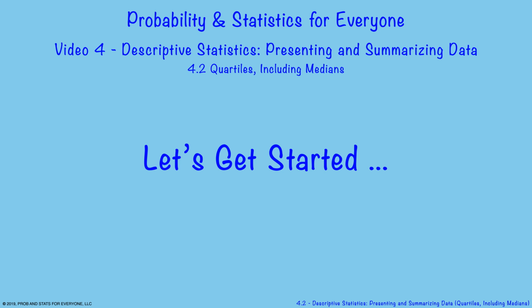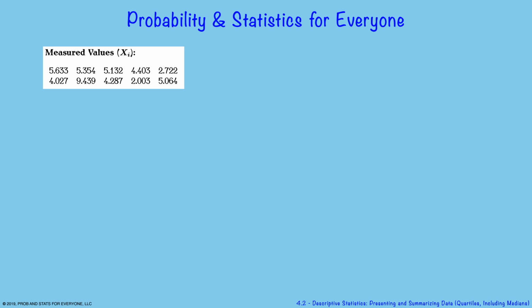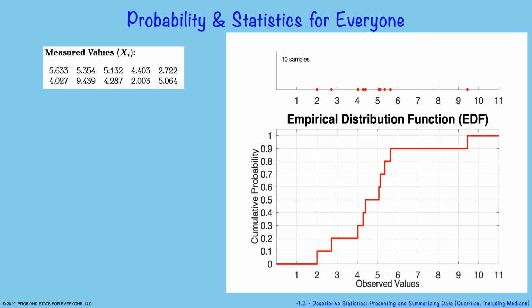So let's get started. We'll begin with 10 values, which represent random samples from some system or process. Now notice that these aren't the same values we used in video 4.1. Next, as we learned how to do in the previous video, we'll present the dot plot and the EDF of these values. In order to produce the EDF, the data values needed to be sorted. So let's go ahead and display those.